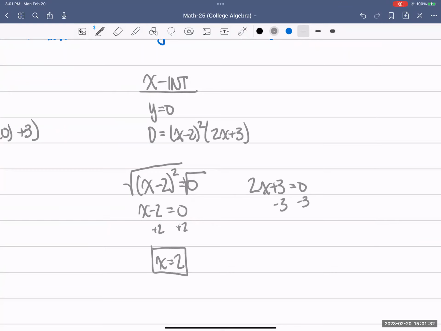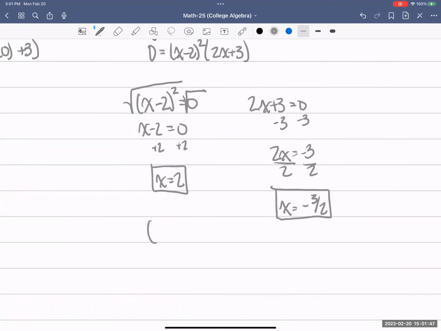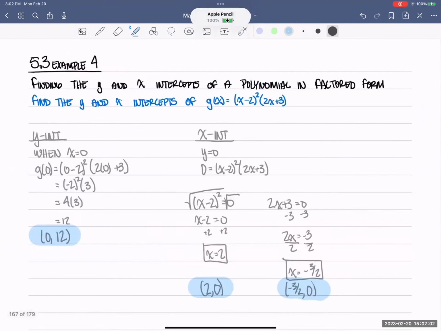And let's solve this one over here. Divide by 2, divide by 2. We have x is equal to -3/2. So here we have when x is 2, y is 0. And also when x is -3/2, y is also 0. And there we go. Those are our x and y intercepts of this function.